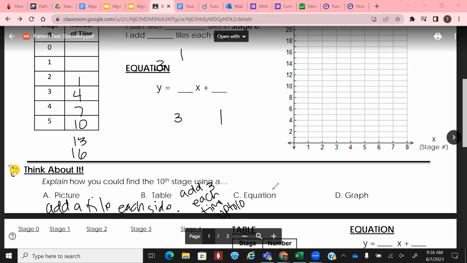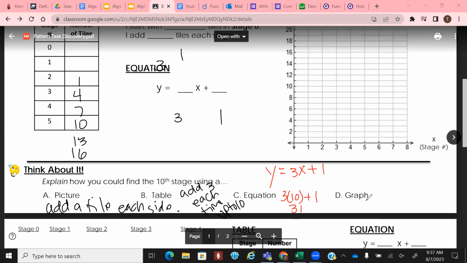What about the equation? What could you plug in? Well, we have the equation y equals 3x plus 1. What would we plug in for x? 10. And that would give us 3 times 10 plus 1. 3 times 10 is 30 plus 1. That would give us 31, right? Is that what you got? No? Oh, okay.